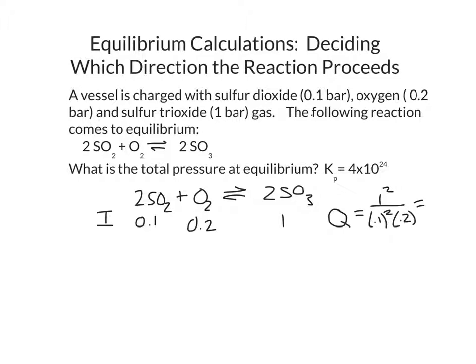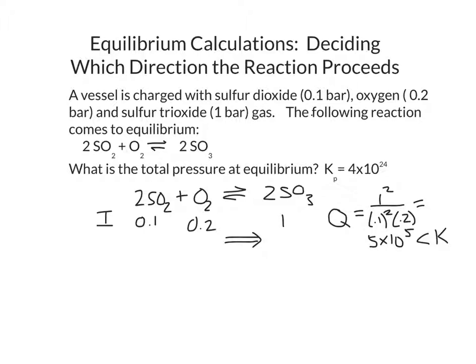If I put that into my calculator, I'll find that this is equal to 5 times 10 to the 5th, which is a large number, but it's clearly smaller than my K. And so Q is smaller than K. That means I need to do something that will increase this value. To increase this value, I need to increase the numerator and decrease the denominator. That means I need to make more products and lose reactants.